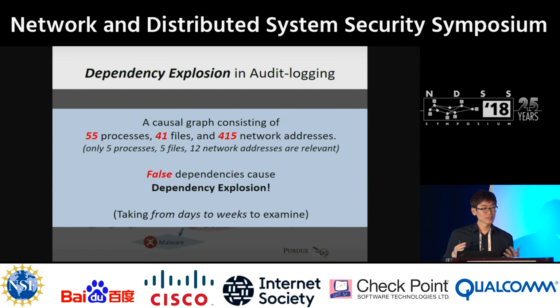For example, even in this small attack, a forensic analyst ends up with a causal graph consisting of 55 processes, 41 files, and more than 400 network addresses, while only a small number of them are actually attack relevant. Such false dependencies cause a problem called dependency explosion. And in practice, this dependency explosion problem delays the investigation from days to weeks, sometimes even months.